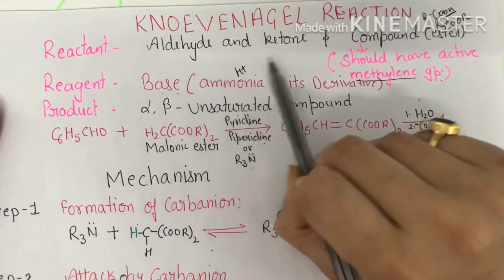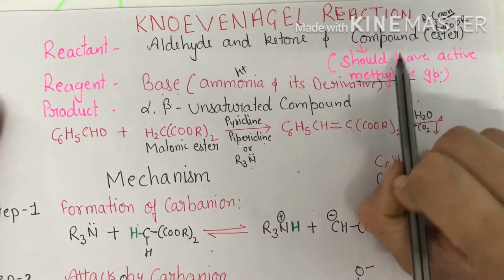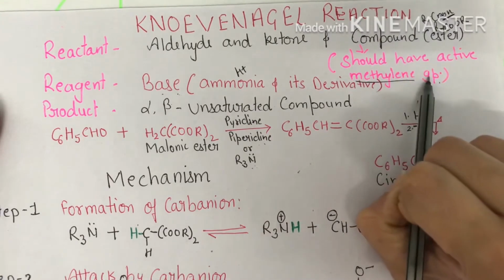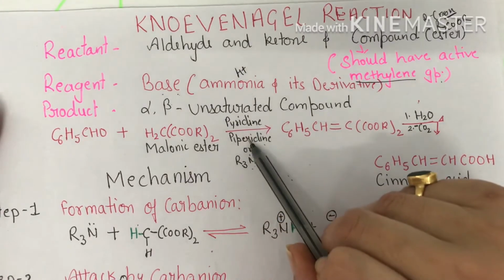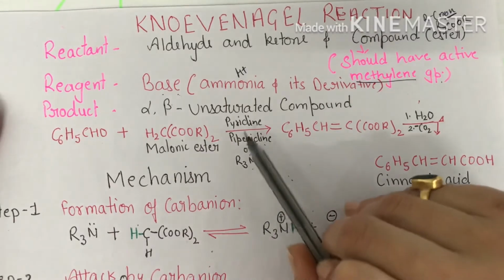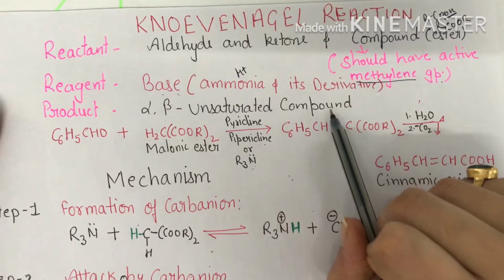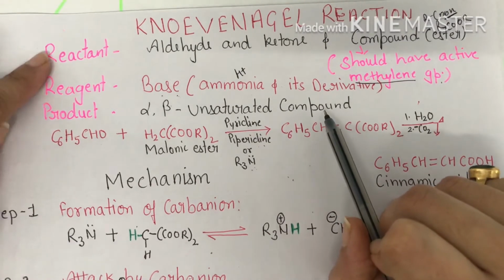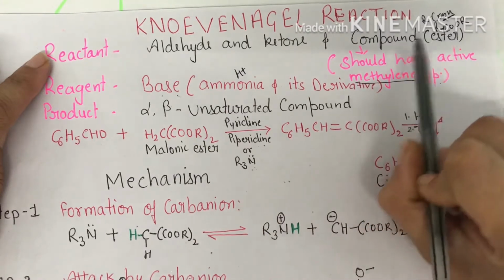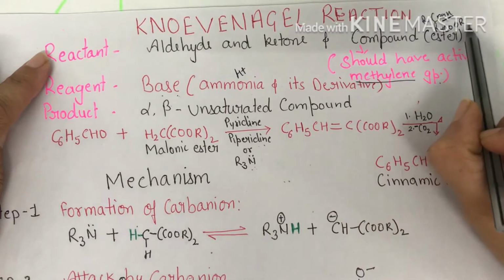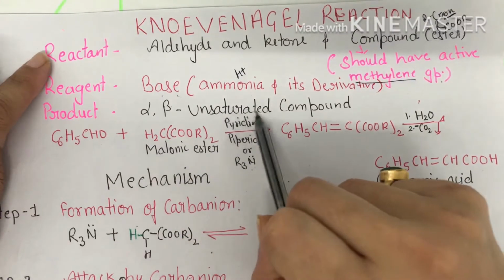Okay. Aldehydes and ketones react with esters. Ester should have one active methylene group, in the presence of base. Base, what are we taking? Pyridine, piperidine and tertiary amine. They give alpha beta unsaturated compound. Okay, so these are the necessary conditions. Reactant should be aldehyde or ketone, and the other compound is ester. Ester is any compound having the COOR group, and in the presence of base it gives alpha beta unsaturated compound.